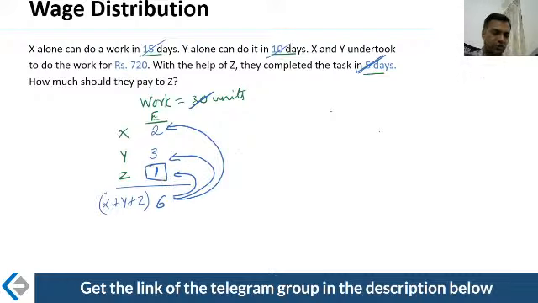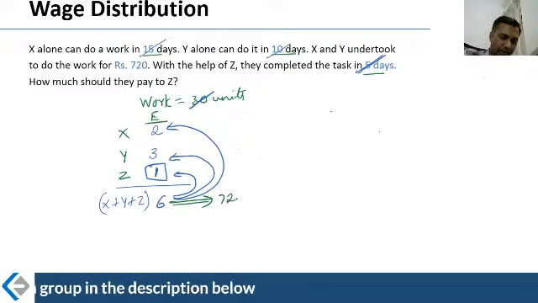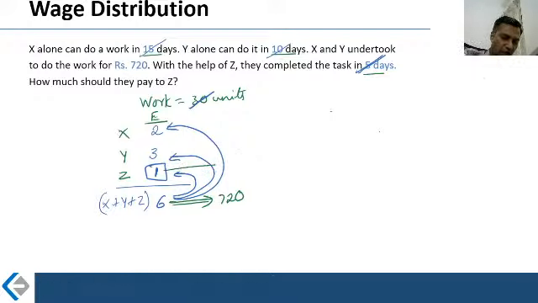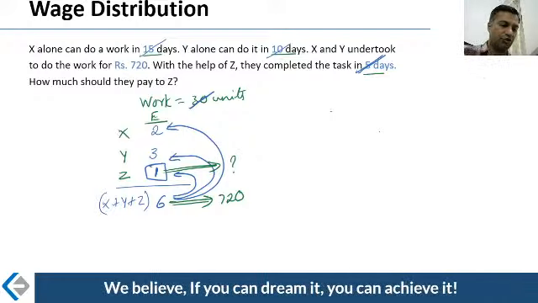Contribution of Z has to be the remaining 1 unit. Now look at this. Therefore, for a total of 6 units, you are paying 720. Therefore, for 1 unit, how much should you pay? Because you said that money should be distributed in the ratio of their efficiencies, how much should you pay for Z?